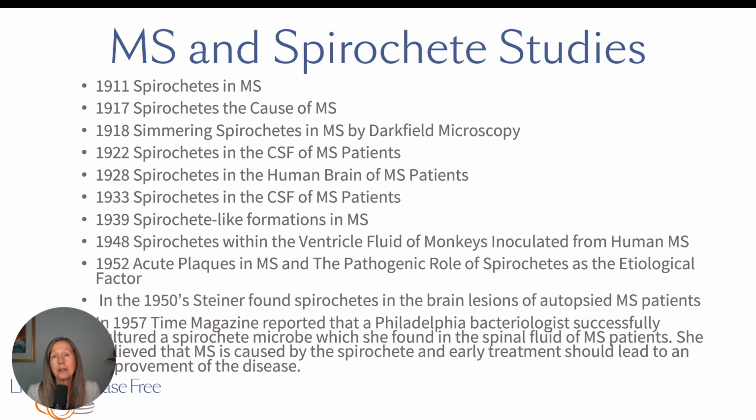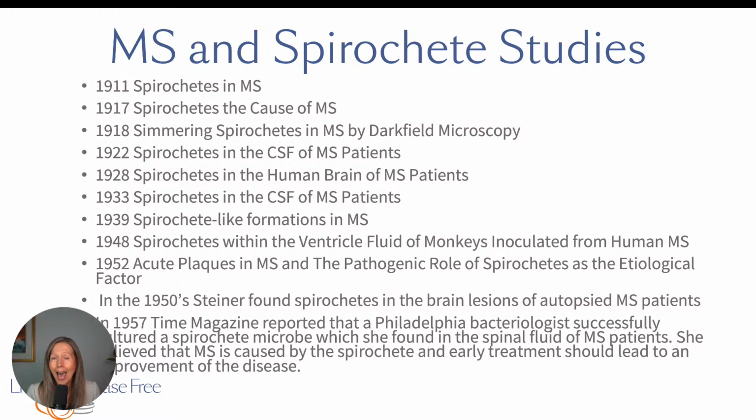So these are just a few of the studies. 1911, spirochetes, they were finding spirochetes in multiple sclerosis patients. 1917, spirochetes, the cause of MS. 1918, simmering spirochetes in MS by dark field microscopy. 1922, spirochetes in the cerebral spinal fluid of MS patients. 1928, spirochetes in the human brain of MS patients. 1933, spirochetes in the cerebral spinal fluid of MS patients, another study confirming that. 1939, spirochete-like formations in MS.